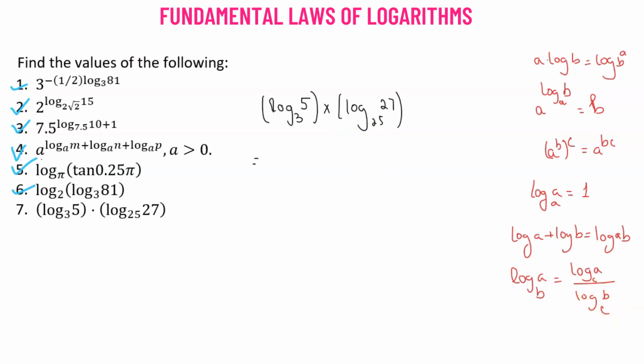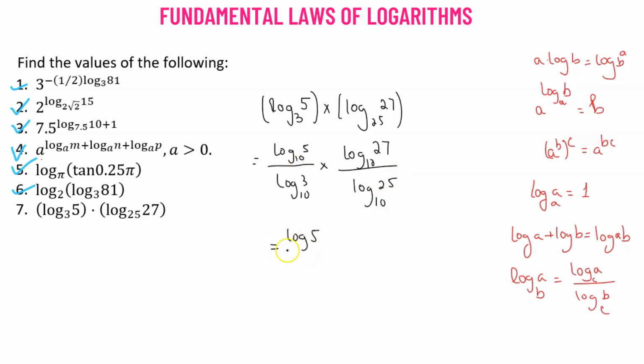So that means we can rewrite log of 5 with a base of 3 as log of 5 divided by log of 3. Let's consider the base to be 10 for simplicity. This will be multiplied by log of 27 with a base of 25. So that will be log of 27 with a base of 10 divided by log of 25 with a base of 10. Right.